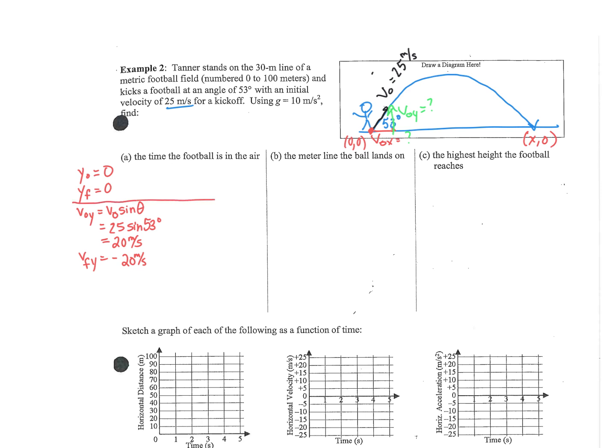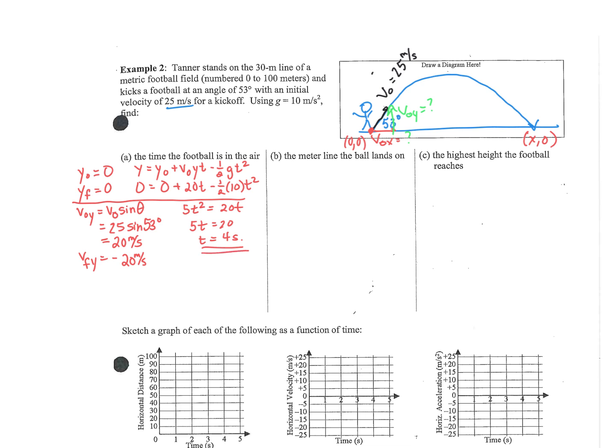Now I'm going to use this one first, and I'm going to say that y final is equal to y initial plus V initial in the y direction t minus 1/2 gt squared. So this is 0, and this is 0, and this is 20t minus 1/2 of 10 t squared. So we get half of 10 is 5t squared. If we move it to the other side, it's equal to 20t. So we get 5t equals 20, so t equals 4 seconds. So the time the football is in the air is 4 seconds.